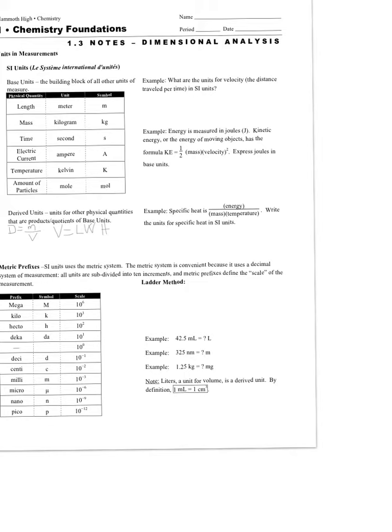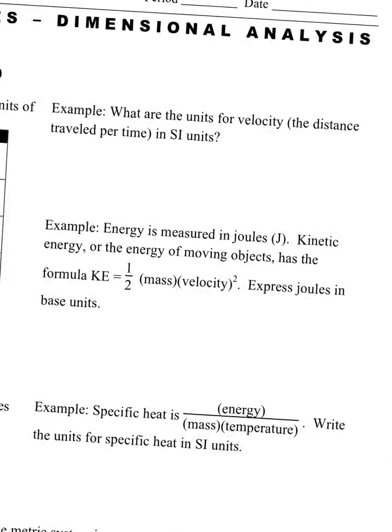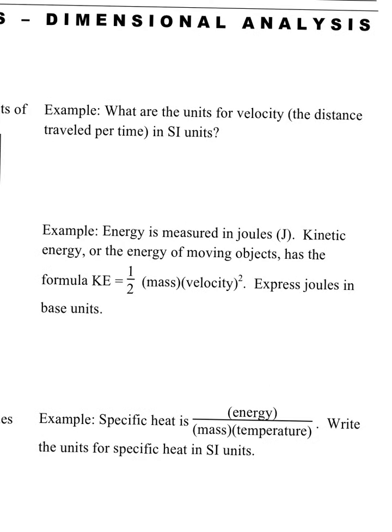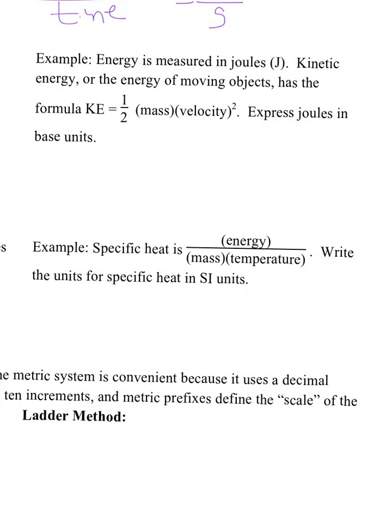Okay. So for example, what are the units for velocity, distance traveled per time? So we have a distance divided by time. The SI unit for distance is meters, right? So meters divided by seconds, meters per second. Second example, energy is measured in a joule.